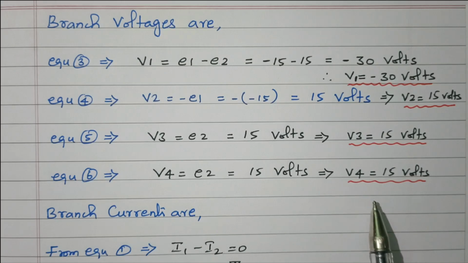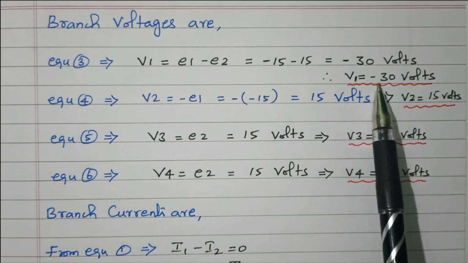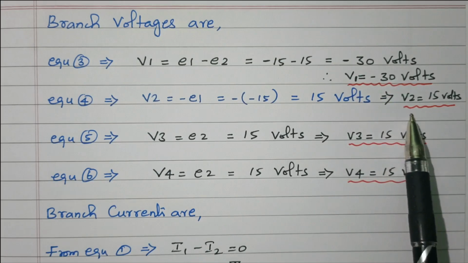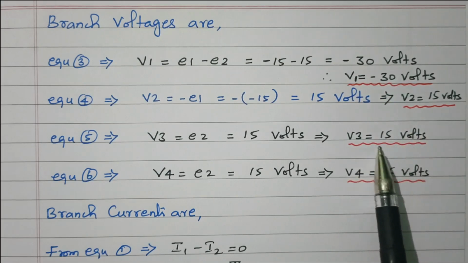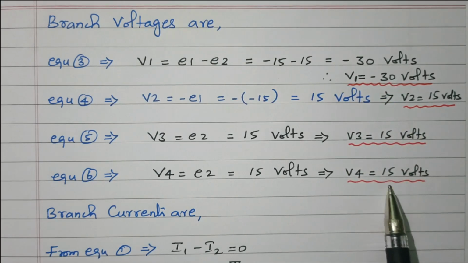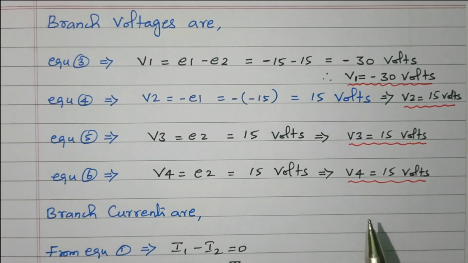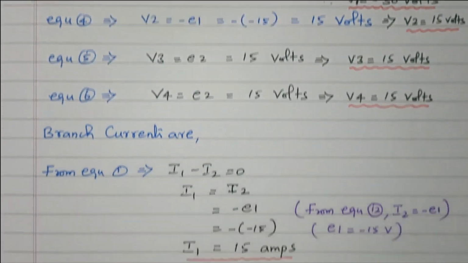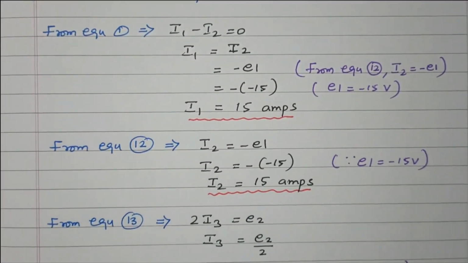Now we got the branch voltages. V1 equal to minus 30 volts. V2 equal to 15 volts. V3 equal to 15 volts. V4 equal to 15 volts. Now we got the E1, E2 values as well as V1, V2, V3, V4 values. Now we'll go for the branch current. Now we'll find the branch current one by one.